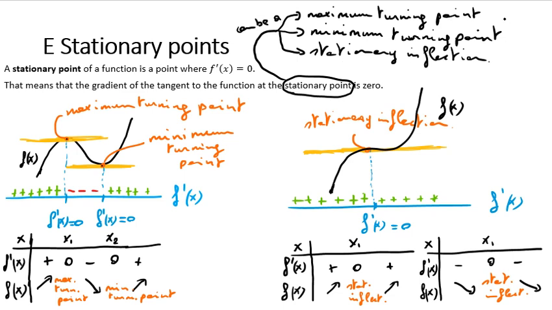So when we have a maximum turning point, the graph should look like this. Something like this. When we have a minimum turning point, it should look something like this. When we have a stationary inflection, it has to look like this. Or in the second case, like this.